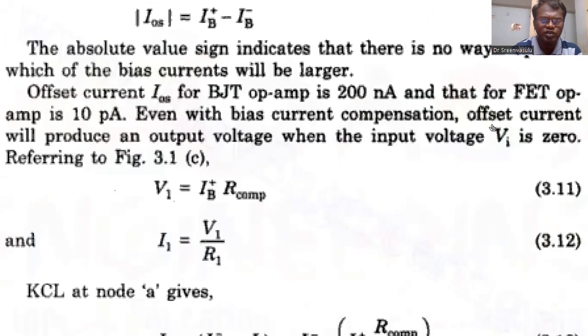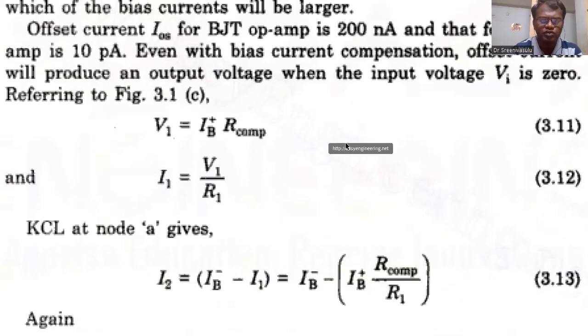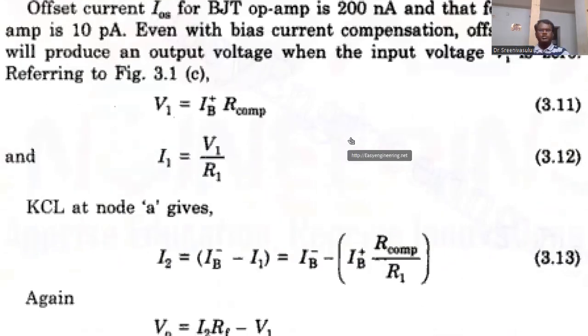Now, you see here, V1 is equal to IB plus into R compensation. So I1 is equal to V1 by R1. Already we have discussed that R compensation is the parallel combination of R1 and RF. Now I1 is equal to V1 by R1.